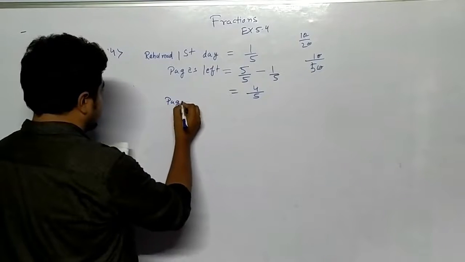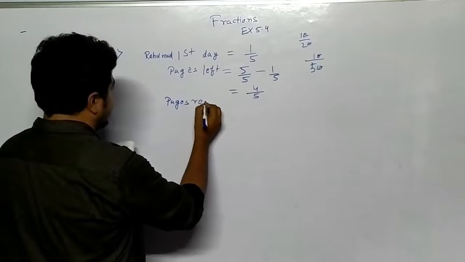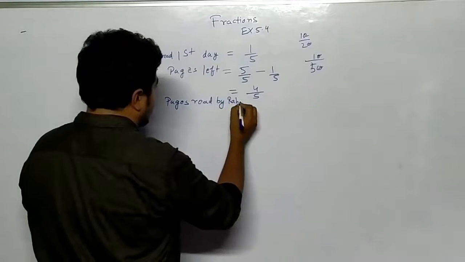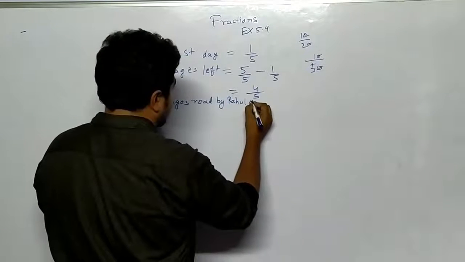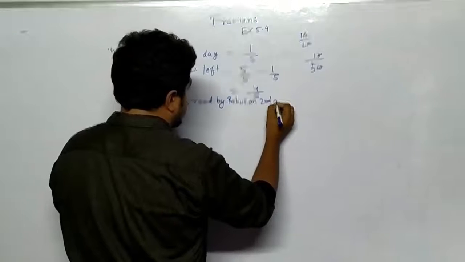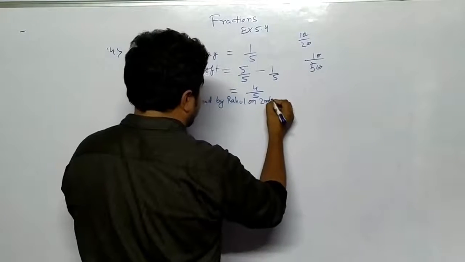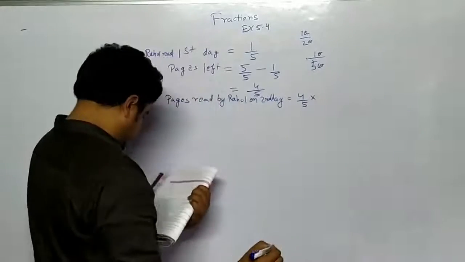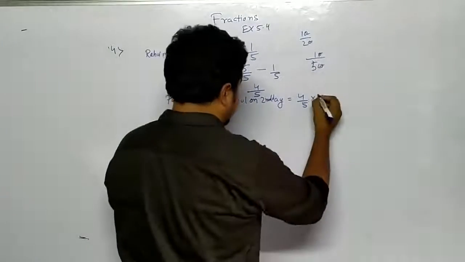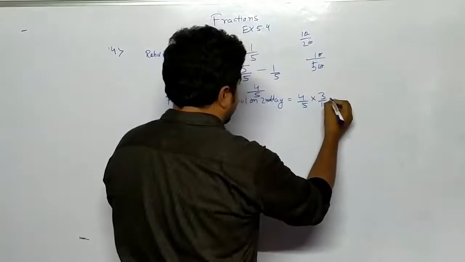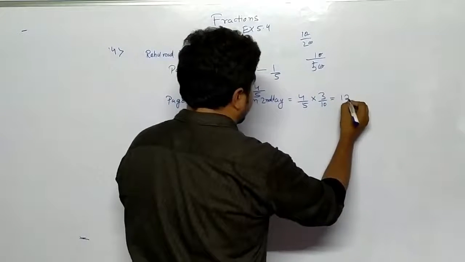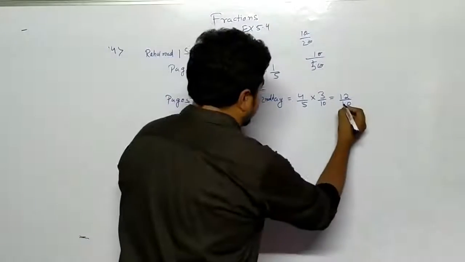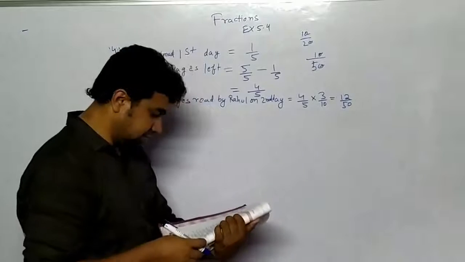Pages read by Rahul on the second day is equal to 4/5 into 3/10. 4 into 3 is 12 and 10 into 5 is 50, so you can write here 12/50.